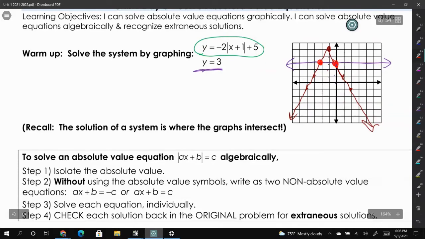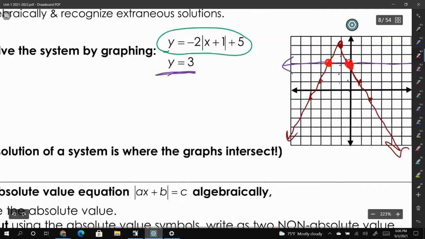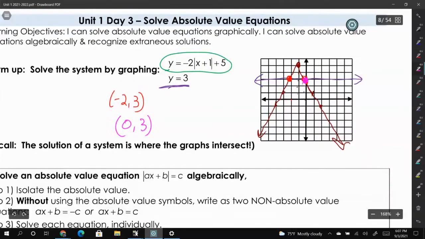This has two intersection points, that I put in red. So there's actually two solutions to this system of equations. One solution is -2, 3. And another solution is right here, 0, 3. So remember, when you're graphing a system, the solutions are where the graphs intersect. And in this case, we have two intersection points, so there are two solutions.